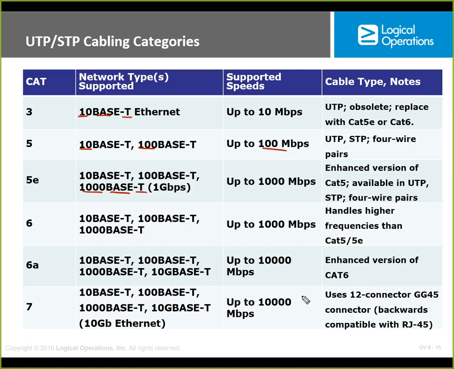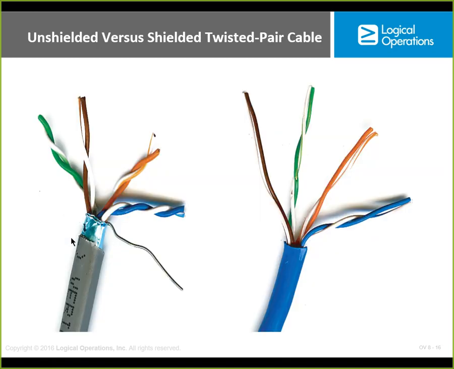6A, enhanced version. 7 is a new one, uses a GG45 connector, backwards compatible with the RJ45. But Cat 7 is the new one. It is just coming into production, but it's going to, and this is a 10 gig connection, 10,000 megabits, 10 gigabits.